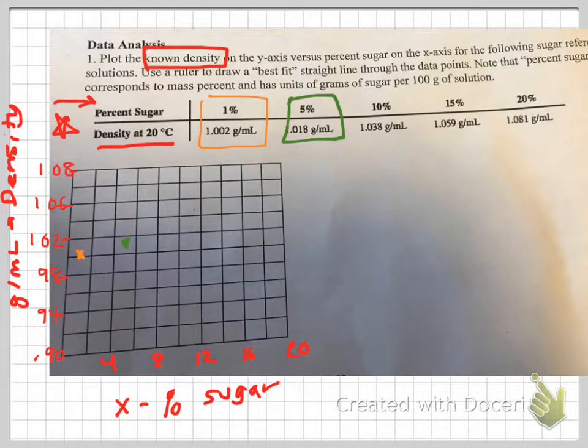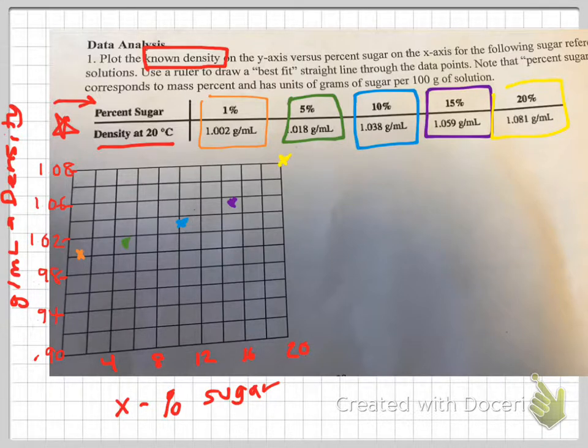And the next value that I'm going to graph is going to be 10 and 1.038. So if I graph that, that's going to be right about here. The next value that I'm going to graph is going to be 15 and 1.059. And then the last number that I'm going to graph is going to be 20 and 1.081, and that's going to be just above the graph.